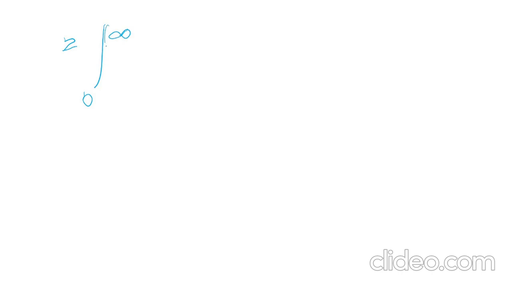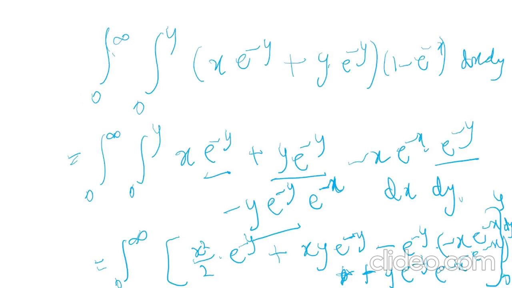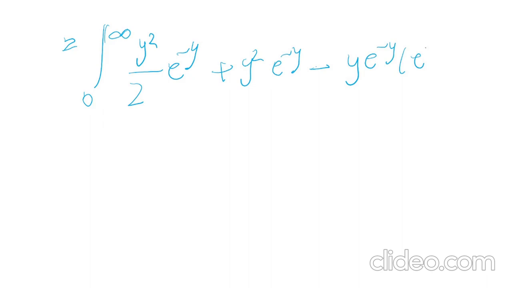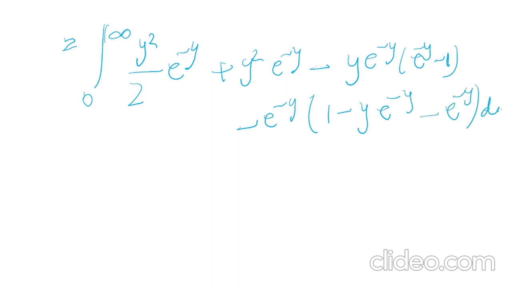So it will be 0 to infinity. If you put 0 here, it will be 0 and otherwise it will be y square upon 2 e to the power minus y plus y square e to the power minus y minus y e to the power minus y and then minus e to the power minus y, 1 minus y e to the power minus y. So e to the power minus y, you can check that on your own. And then its integration will be what?